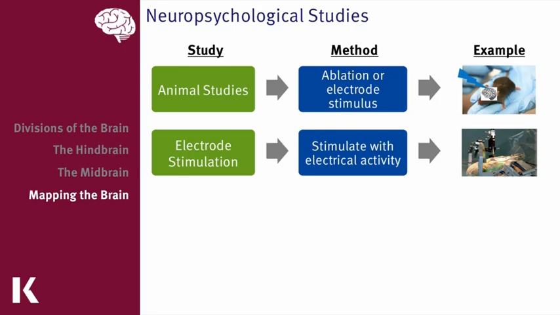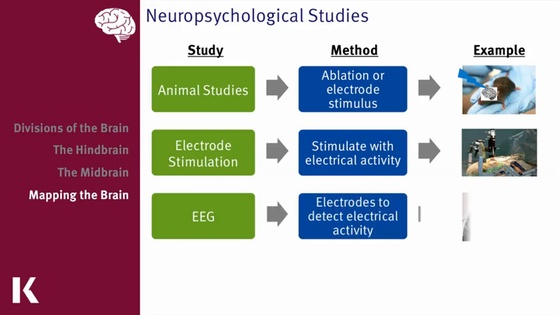Electrode stimulation is another great technique where we can actually remove part of the skull on an alert patient and then use electric probes to stimulate specific parts of the brain and elicit a response. And depending on where the probe is placed on the brain, we can elicit activity from the subject, such as eliciting a memory or sensory information like hot or cold.